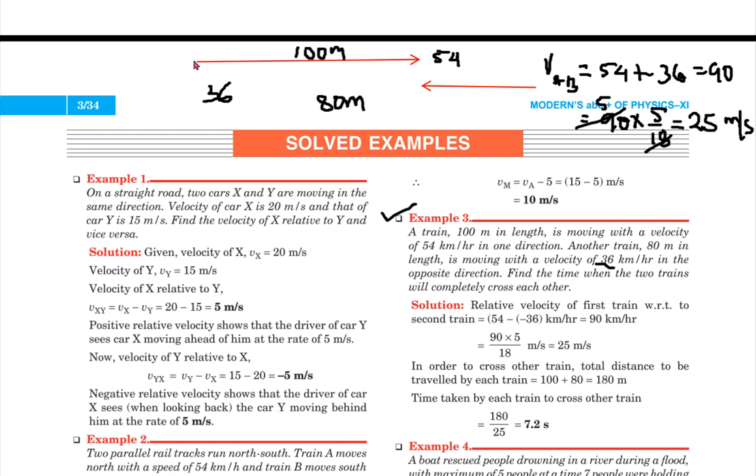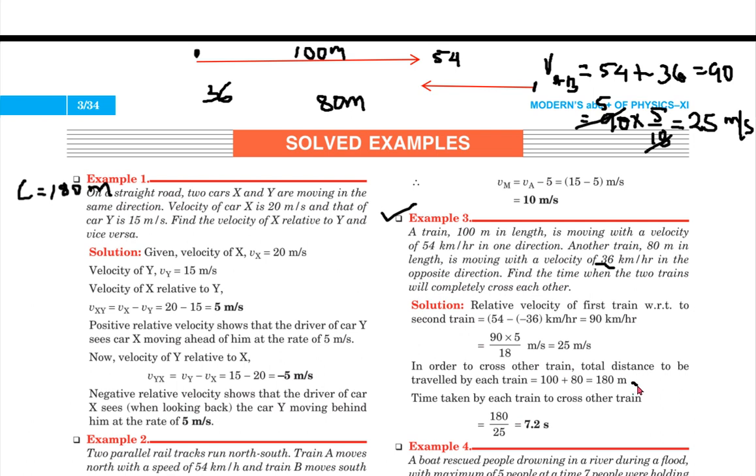Suppose one person is sitting here. To cross this train B, he has to travel 180 meter. So the total required length L will be 180 meter.